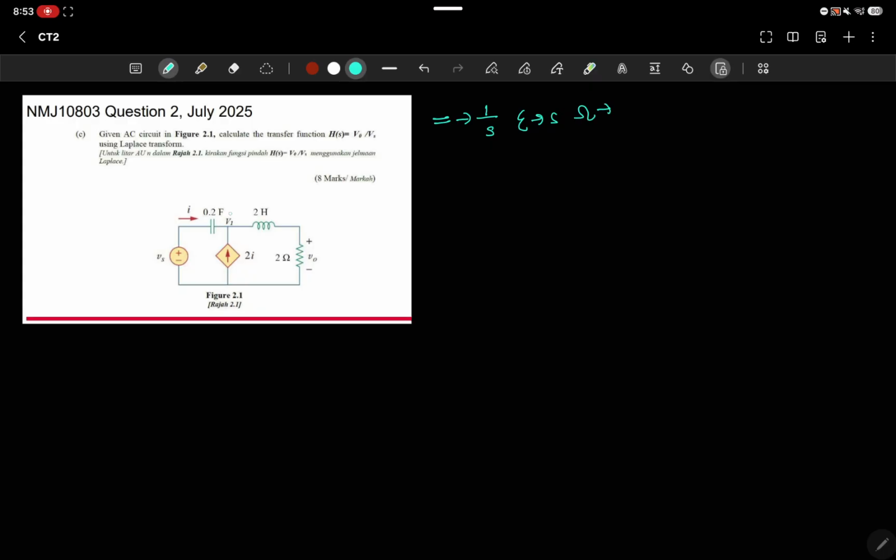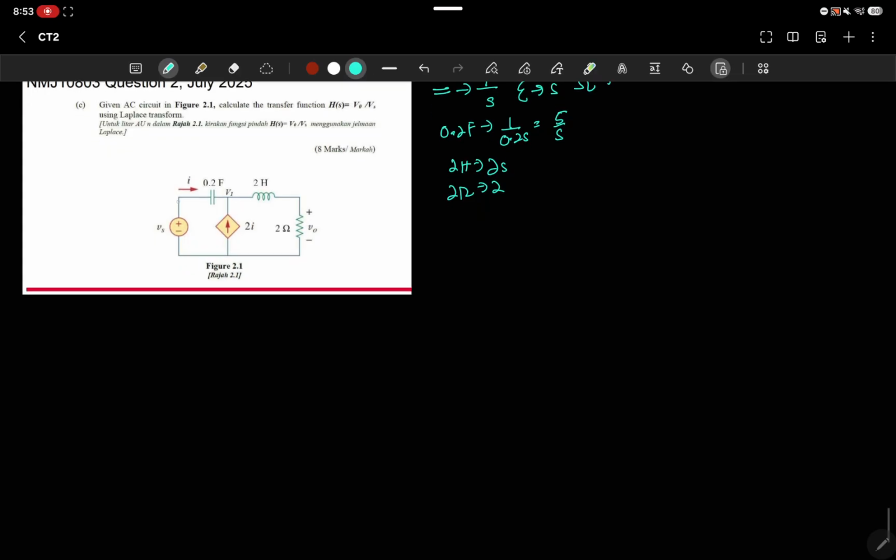Now we have the certain values here, so we make sure we already change the value. So 1 over 0.2 s is equivalent to 5 over s, then 2 Henry is equivalent to 2s, 2 ohm is equivalent to 2. Then we have our 2i, which is equivalent to this I. We won't bother because it's coming from the Vs as well. Now the question asks us to do VO over Vs. So VO is here and Vs is here.